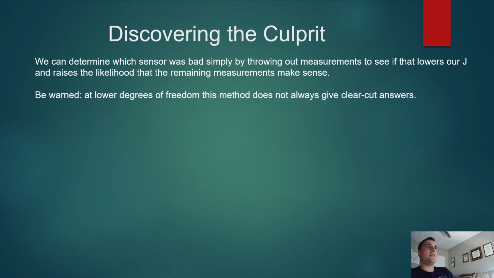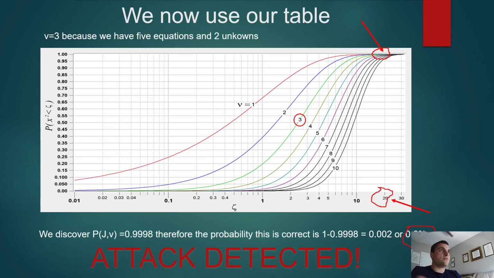Okay, well that's great, but now how do we discover who the culprit is? Well, it's actually pretty simple. We can determine which sensor was bad simply by throwing out measurements and seeing if that lowers our J. If it lowers our J, then it's likely that that measurement was the one that was messing us up. But as you can see by this chart, when you throw out measurements, you lose degrees of freedom. So now instead of operating on the 3 line, we're operating on the 2 line. So if you don't have lots of redundant measurements, you won't often get a clean answer.